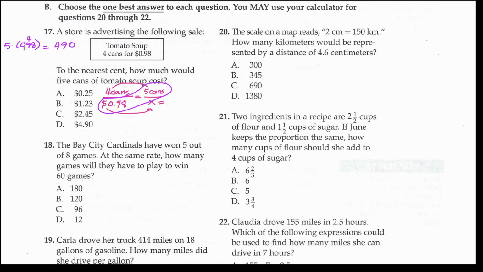Okay, so you see that 0.98 has 2 decimal places. So we are moving 1, 2. Now that's $4.90. So we need to divide that by 4 to get x.